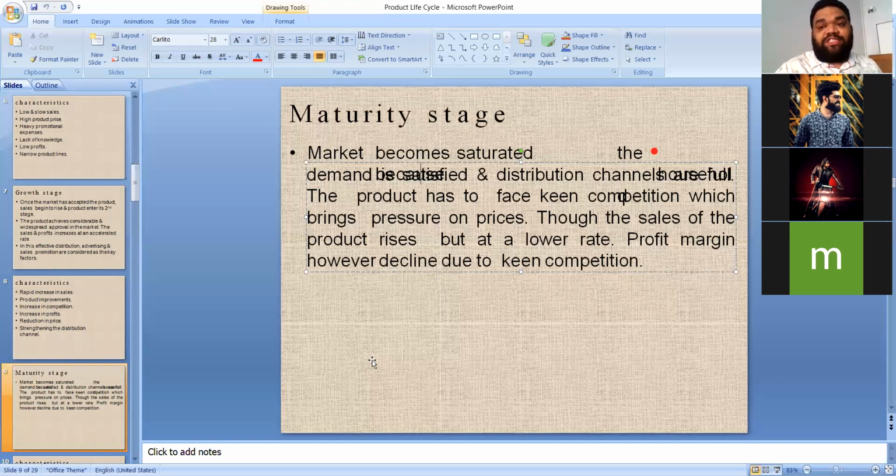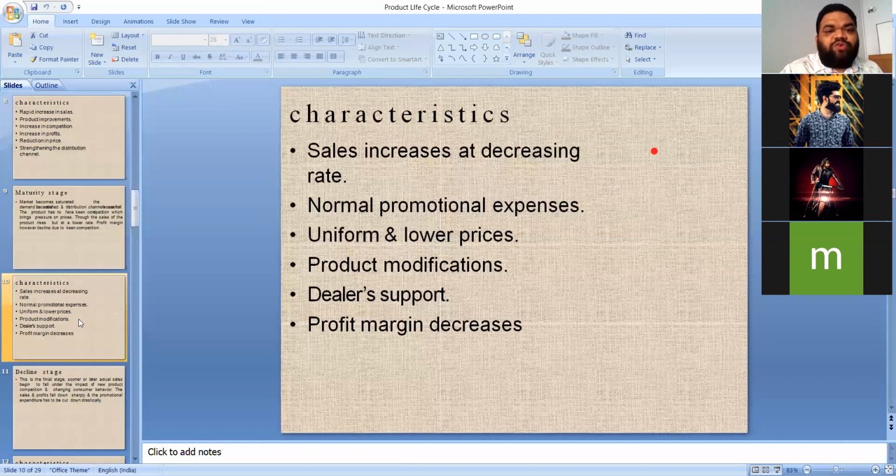Profit margin, however, declines due to keen competition. So let us see the characteristics, then you can understand the characteristics of this maturity stage. Sales increase at a decreasing rate. What do you mean by that? In the maturity stage, first the sales increase, then people become bored or have other reasons.